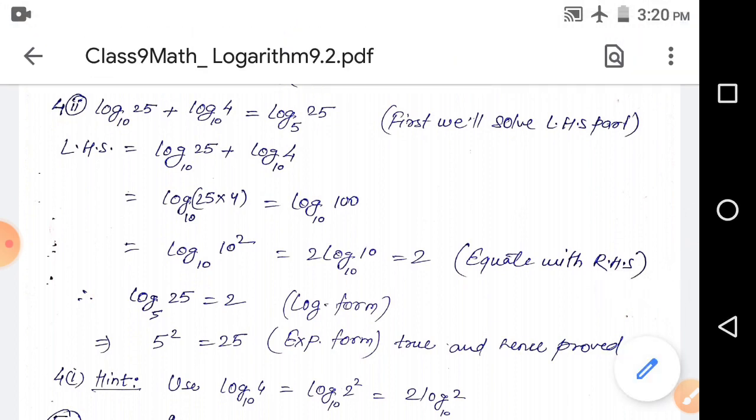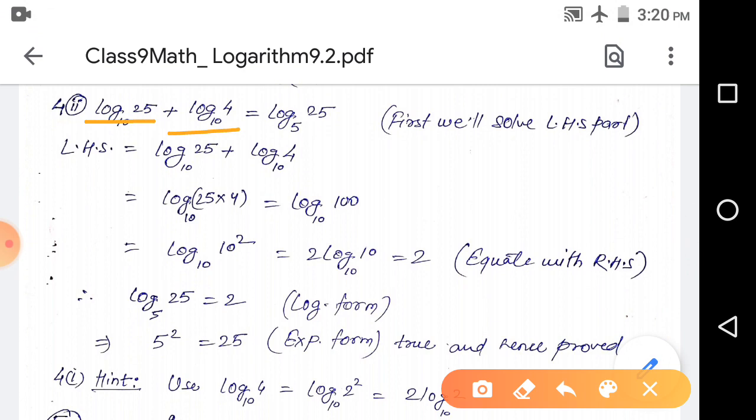Now see, this one is question number 4, bit number 2. It is log 10 25 added with log 10 4, which is to be proved as log base 5 25. We will take the first LHS part. Here we have 25, we can write 5 square. First we are using the product law, because we have log 10 25 plus log 10 4. By using the product law, 10 into 4, this will become log 10 100.